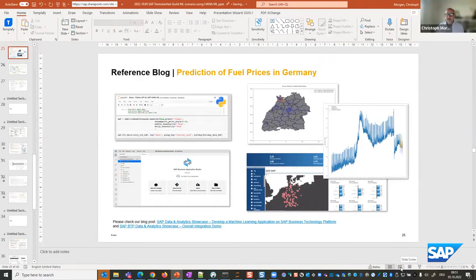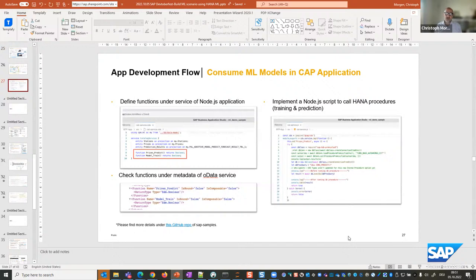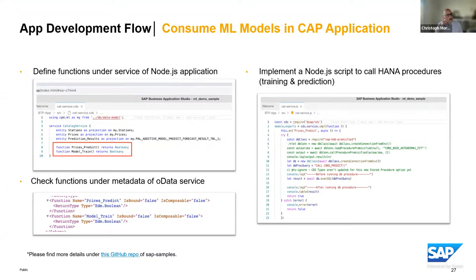That's this blog post, and in basically CAP scenarios, you can create table functions, and in a table function, you can embed the predict function, for example, if you want to embed procedures. So that's part of the blog post here. As you can see here, in this case, we used our data function here against PAL functions we had created as part of the project, and which are then called as part of the Node.js service here created.